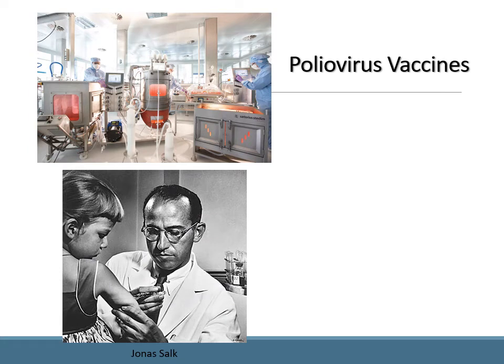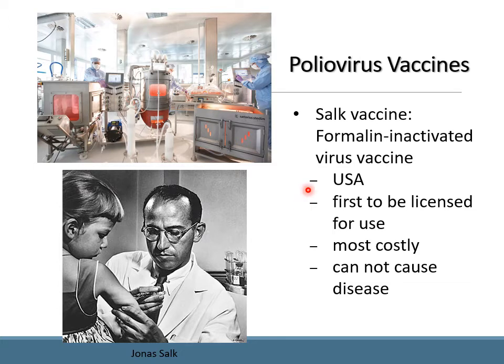My examples of both of these are poliovirus vaccines. These are some of the first vaccines that were developed using these methods. The first poliovirus vaccine that was licensed was the Salk vaccine. And here we see Jonas Salk immunizing a child. This is a formalin inactivated virus vaccine. This is still used when it is used. It's still used in the United States.